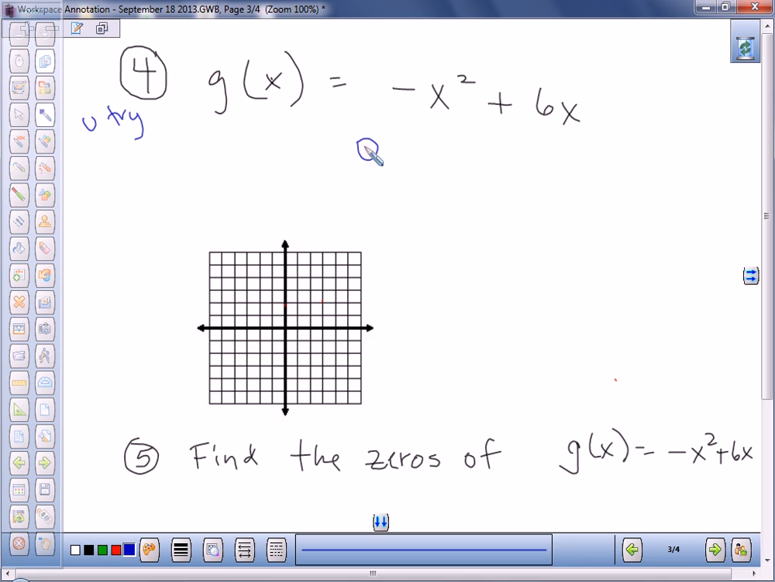Okay, did you get negative x times x minus 6? So what would make this factor 0? 0. What would make this factor 0? 6. Okay, so if we factor out just the GCF here and we have an x in it, then it's going to cross the x-axis at 0. So we have one at 0 and one at 6.